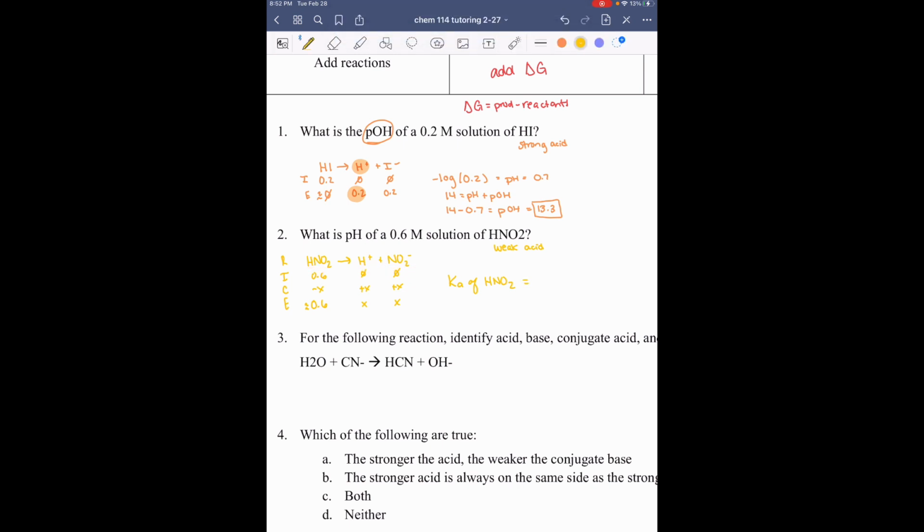Okay, and that equals x squared over 0.6. So then we solve for x, and x is equal to our hydrogen ion concentration, because we see that here. Then we do the negative log of that x, and that will equal our pH. I'm not going to do the math out.